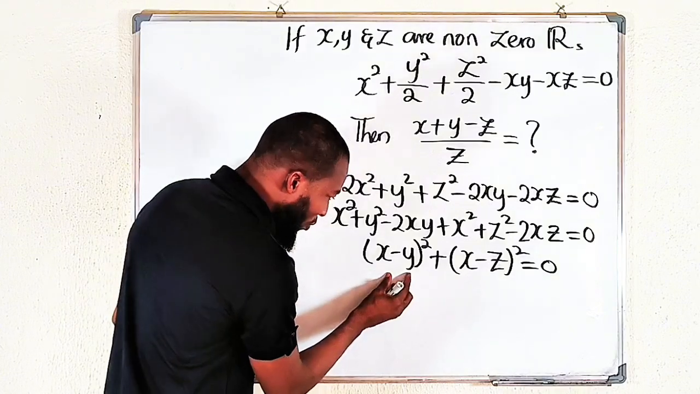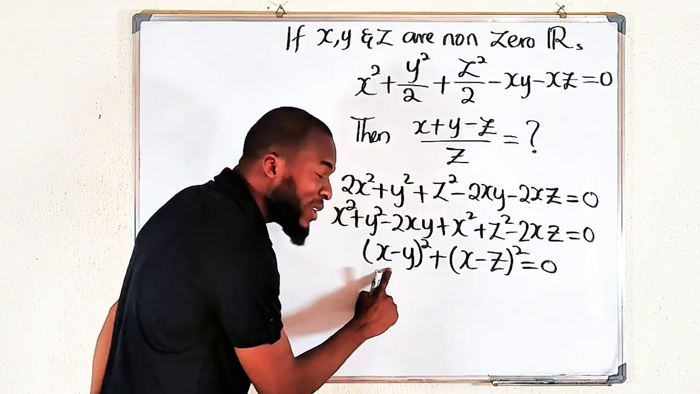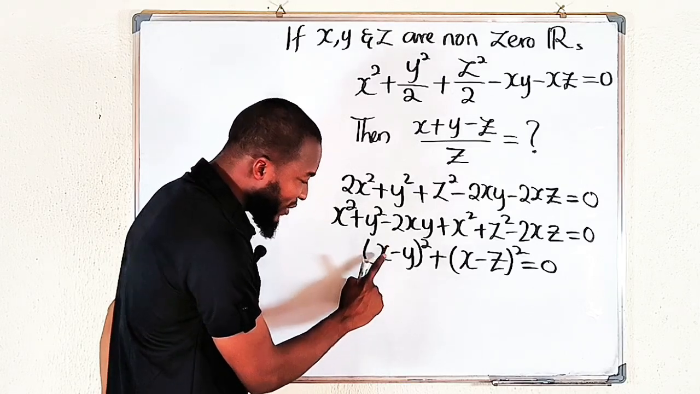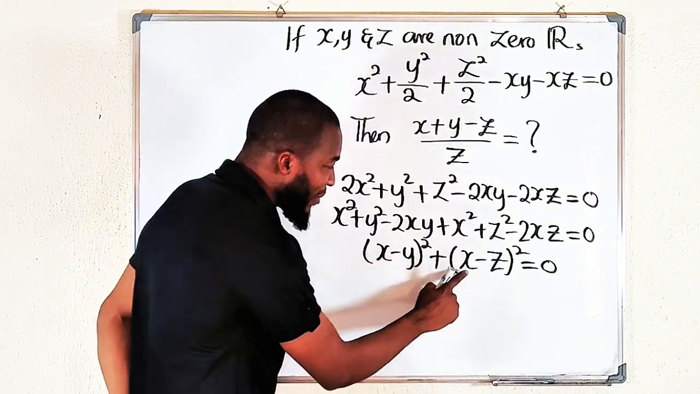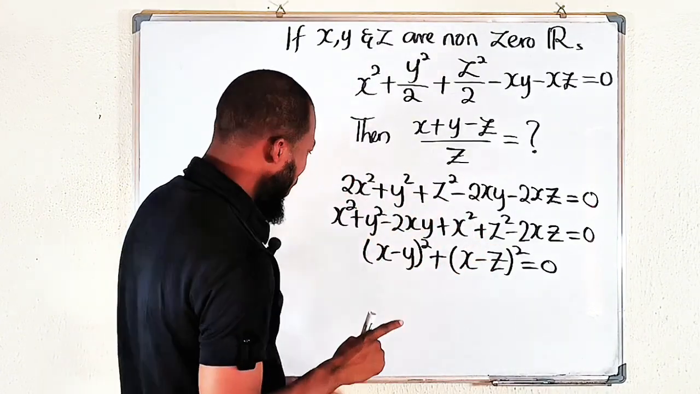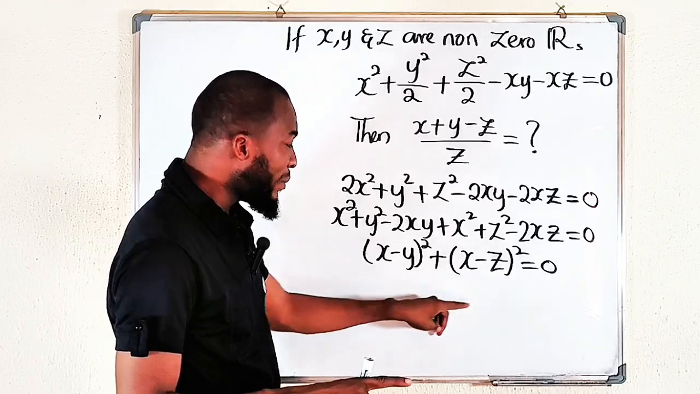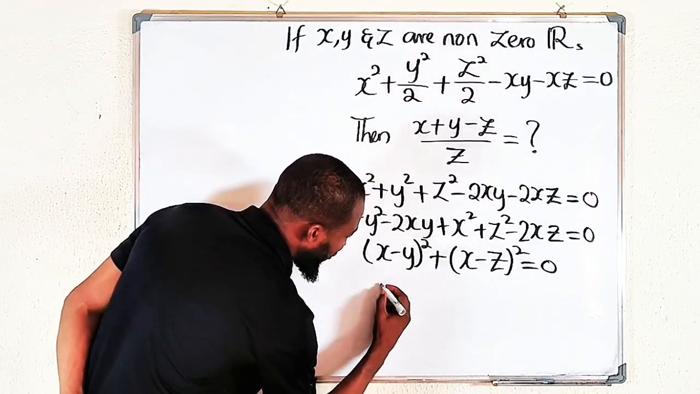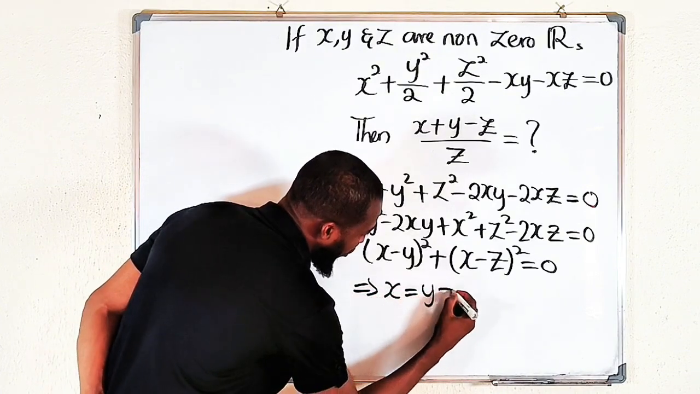So if this is 0, it means that x must be equal to y, because they have to be the same before we could say that this is 0. For instance, if this is 2 and this is 2, 2 minus 2 will give us 0. Then x and y are the same, and x and z are also the same. It implies all of these three variables are equal. Definitely, this implies that x equals y equals z.